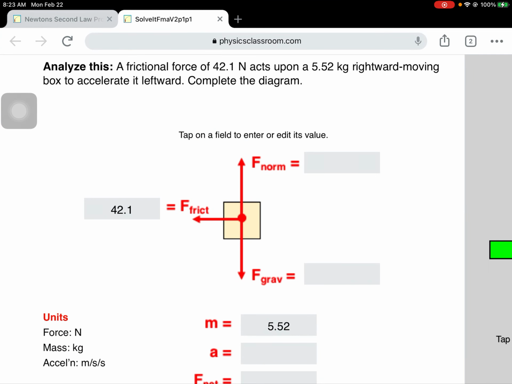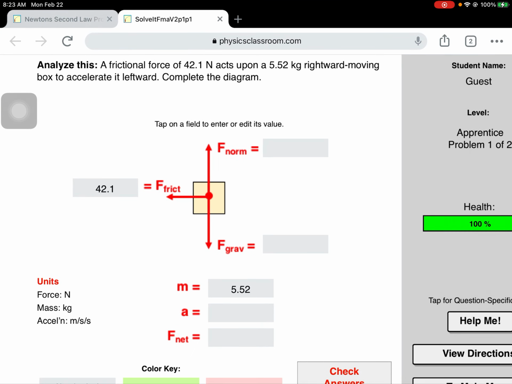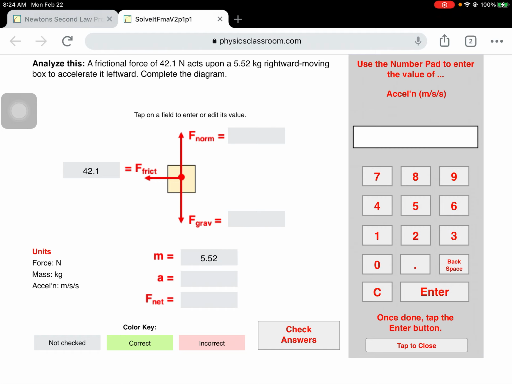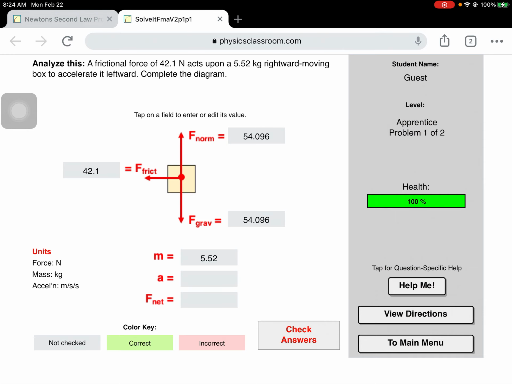What was our mass? Mass was 5.52, so I'm typing 5.52 on my calculator that you can't see. It's off camera. Times 9.8. And I get 54.096. That's not the acceleration. That's the force due to gravity. 54.096. Good. The gravity and the normal force are balanced, so I can just type both of those in there.